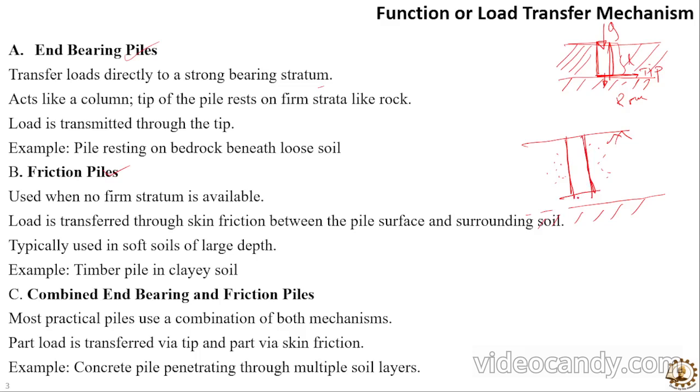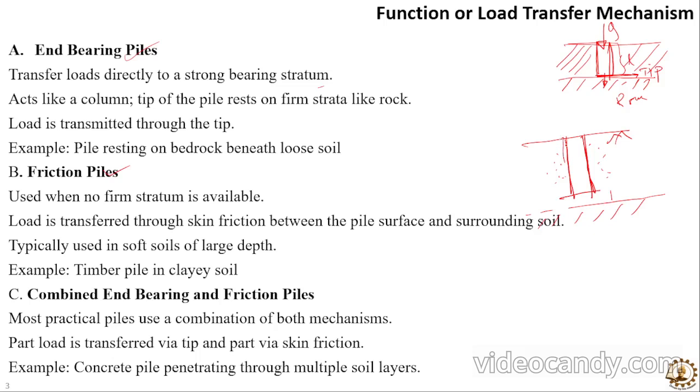So this kind of friction pile is basically used when no firm stratum is available. That means the rock stratum is situated at a very great depth, and if we construct a pile down to the rock stratum, it will not be economical, and the material cost and the construction cost will be much higher. The load is transferred through the skin friction between the pile surface and the surrounding soil.